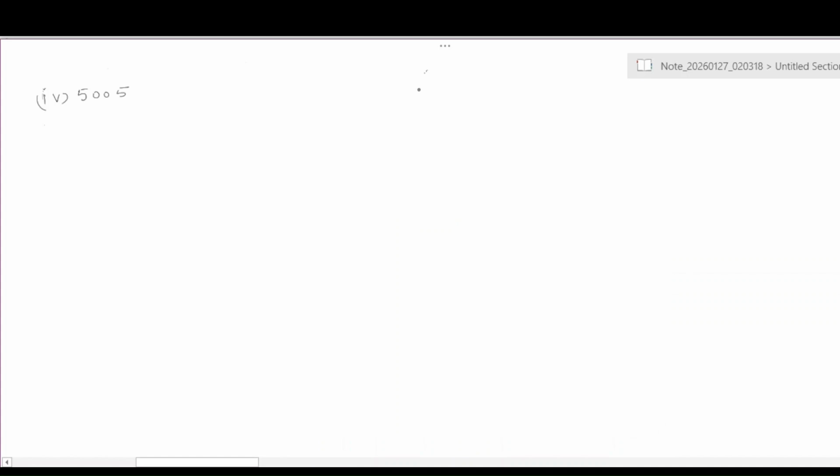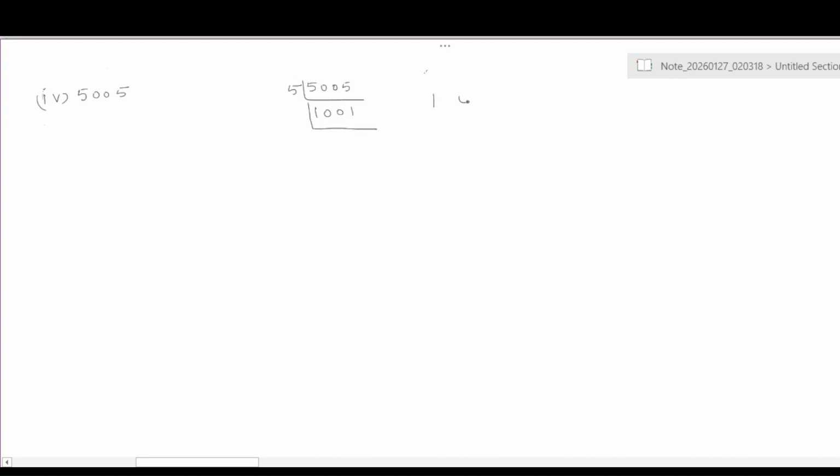5005. Now this is ending with 5. So it is 1001. Now this is not an even number. This will not go in 3 also. When you add 0 and 1 and 1, it will be 2. It will not go by 3 also. It will not go by 5 also. So we'll just check for 11. How to check for 11?